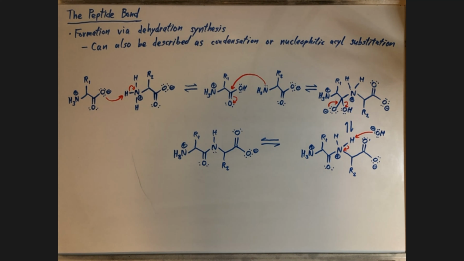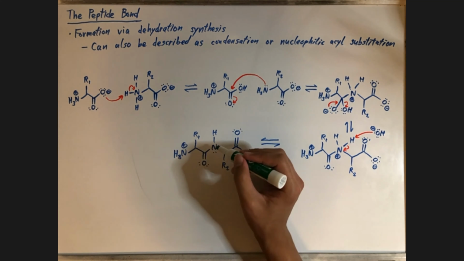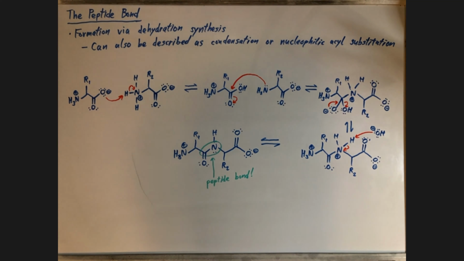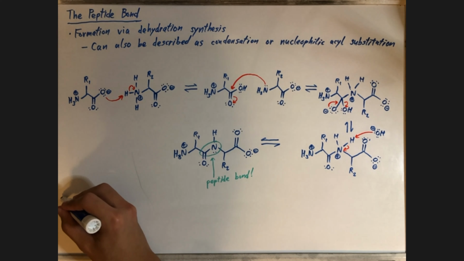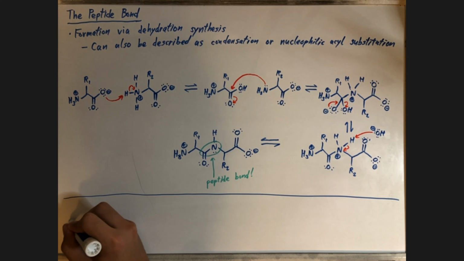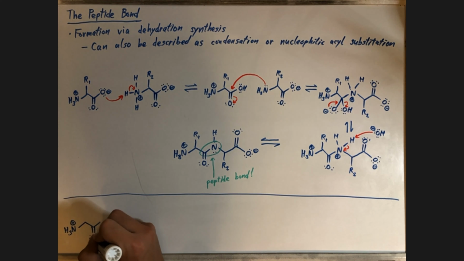So now we have our dipeptide, and we can see the peptide bond formed here between the alpha carboxyl group and the alpha amino group, and this functional group is now called an amide. Now the peptide bond is quite rigid, and that's due to resonance stabilization. So let's go through the resonance structures.